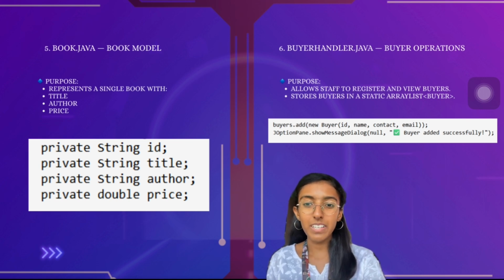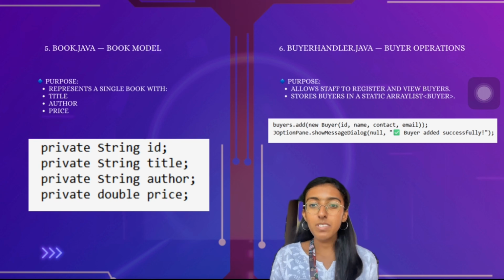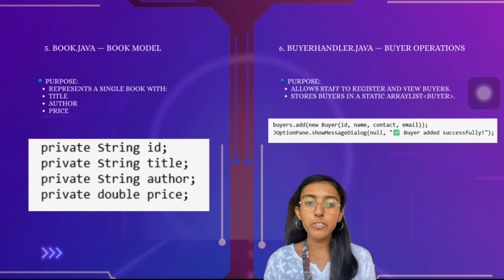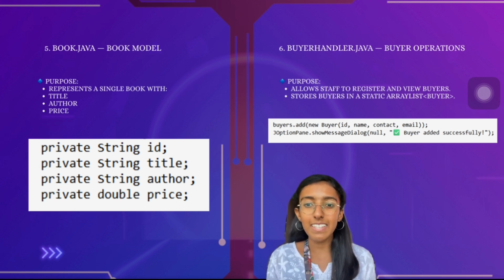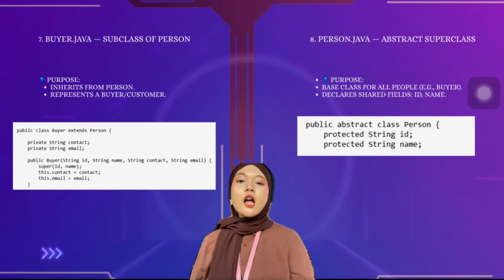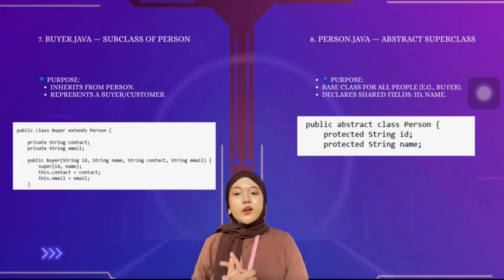And the sixth one is BuyerHandler.java, which is the buyer operation. The purpose is to allow staff to register and view buyers. It also stores buyers in a static ArrayList. Then, I will continue for my part in Java coding.